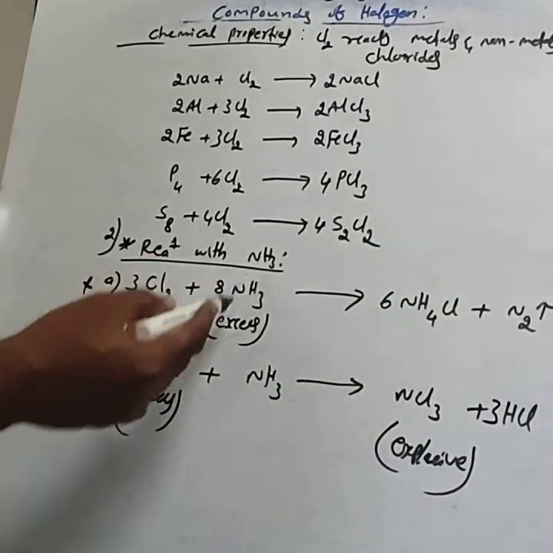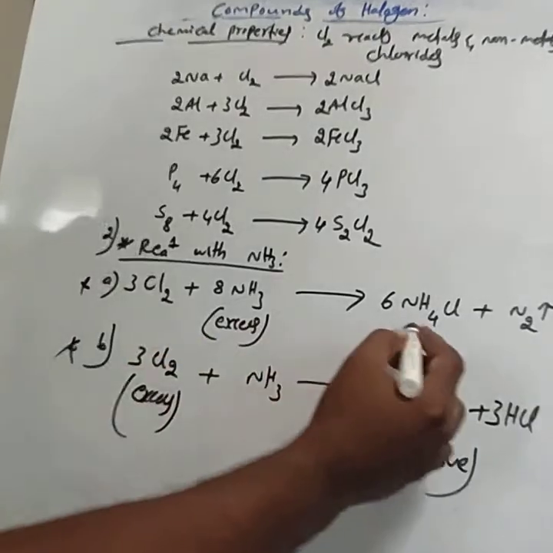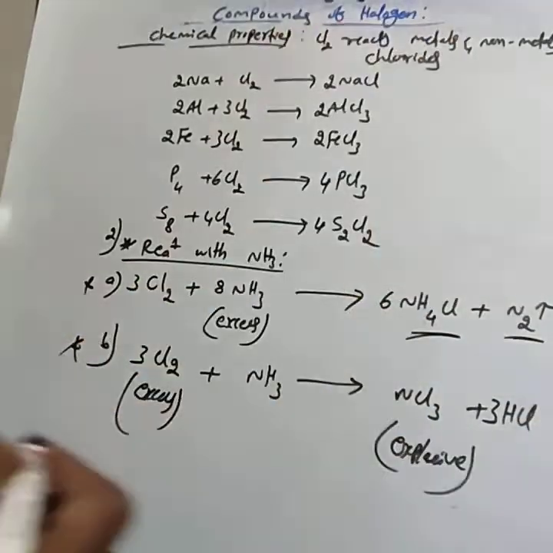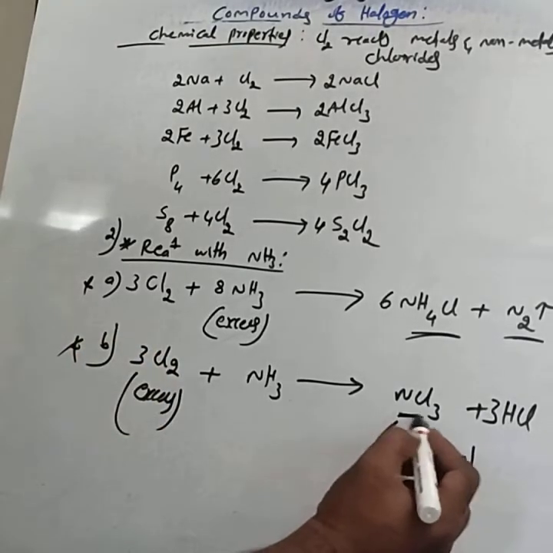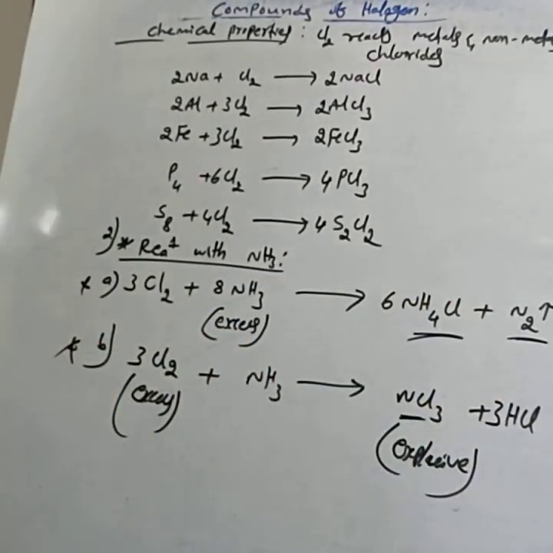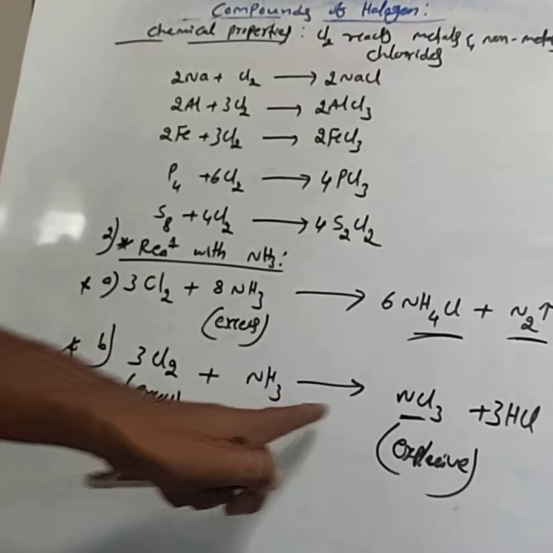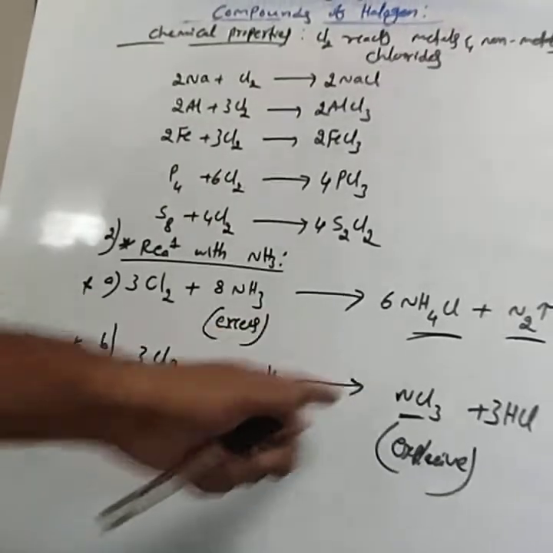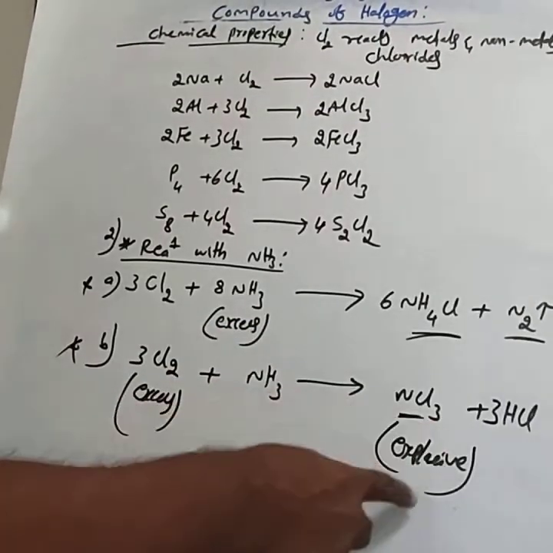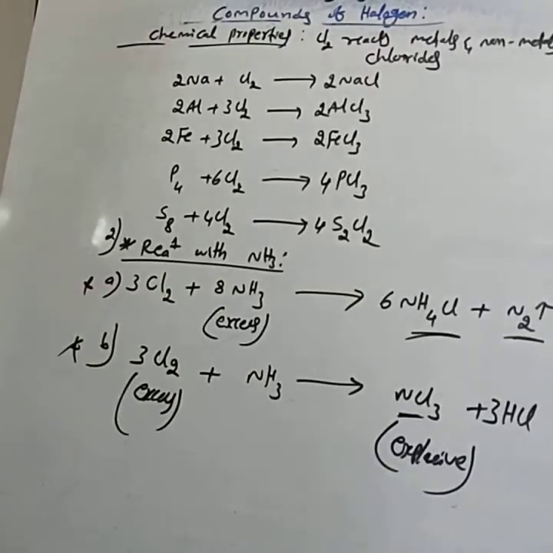If they mention ammonia in excess, the products formed are ammonium chloride and nitrogen. If chlorine is in excess, the product formed is nitrogen trichloride, which is used as an explosive. Even in competitive exams, they consider the explosive formed when ammonia reacts with excess of chlorine, and they can ask like that. That explosive is nitrogen trichloride.